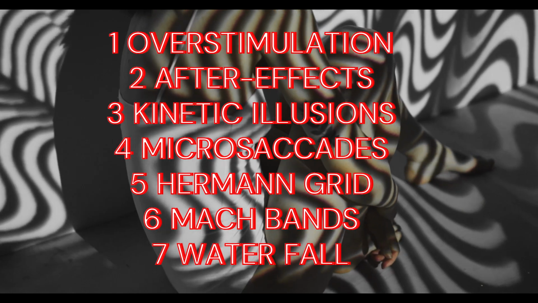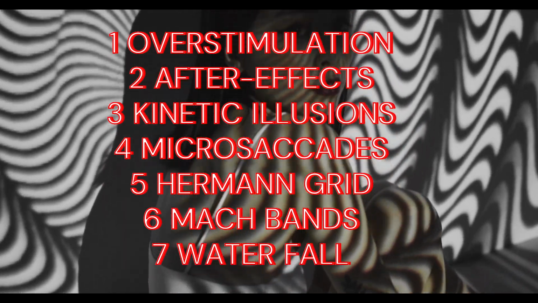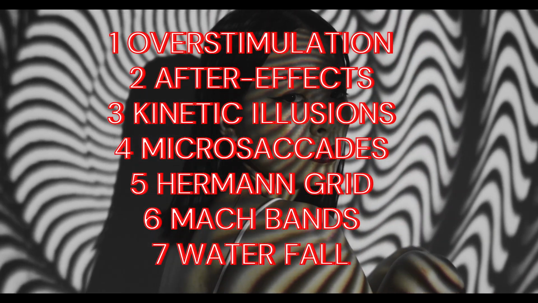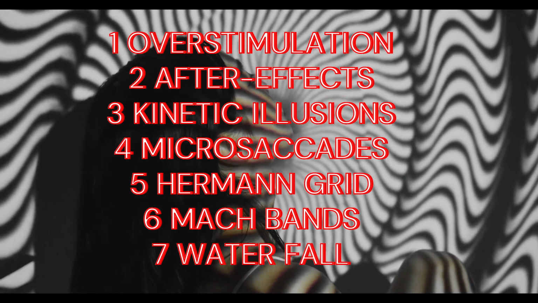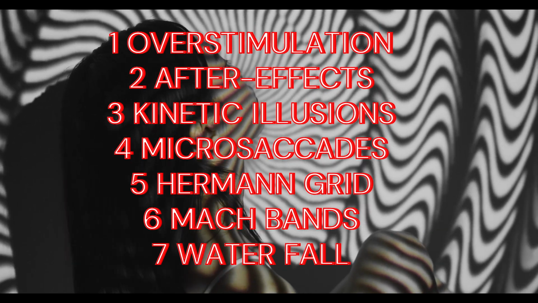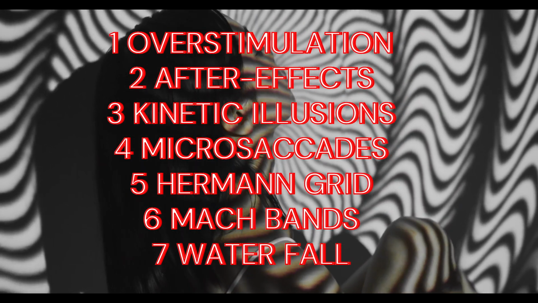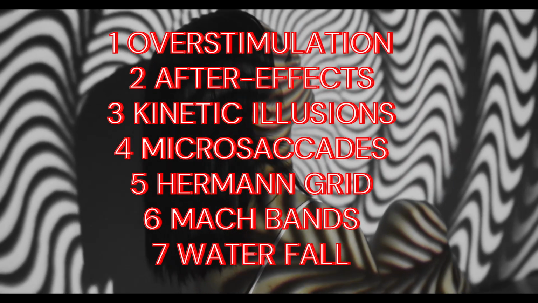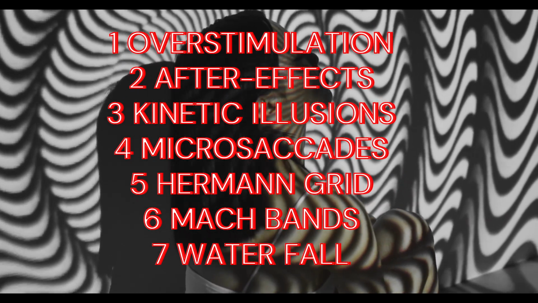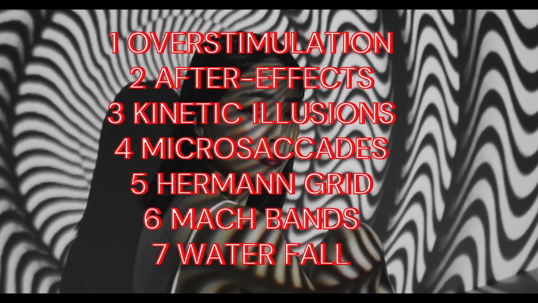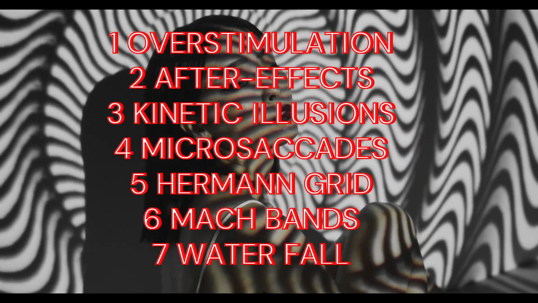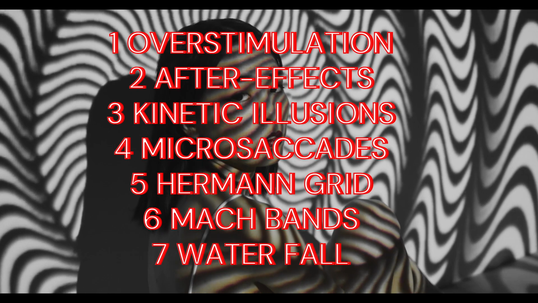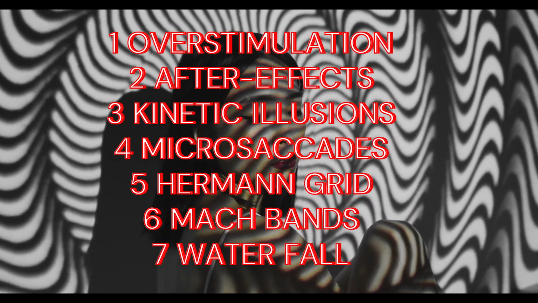Kinetic illusions. Kinetic optical illusions are visual phenomena that create the perception of motion or movement in static images or objects. These illusions can be created through various techniques, such as the manipulation of lines, colors, shapes, or patterns. Here are a few examples of kinetic optical illusions. Kinetic depth effect. The kinetic depth effect is an illusion that creates the perception of three-dimensional forms from two-dimensional images.